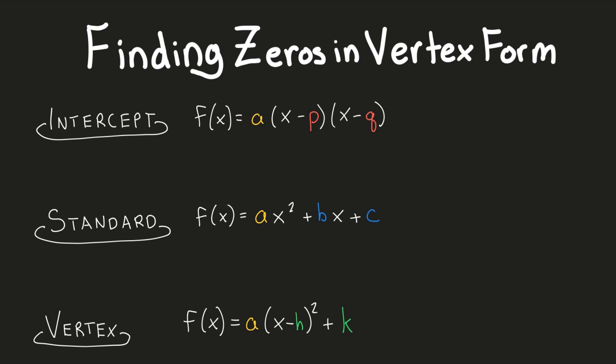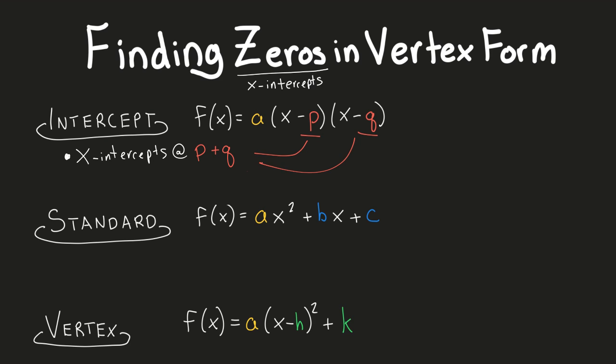Okay, so let's take a look at the 3 forms we've been working with. The first one was intercept form. When we were finding our zeros, we were using that as another name for those x-intercepts. So intercept form we found was the easiest one. In intercept form, all we did was identify that the x-intercepts existed at P and Q. So we were able to just take those variables right from there, and we've got what we're looking for.